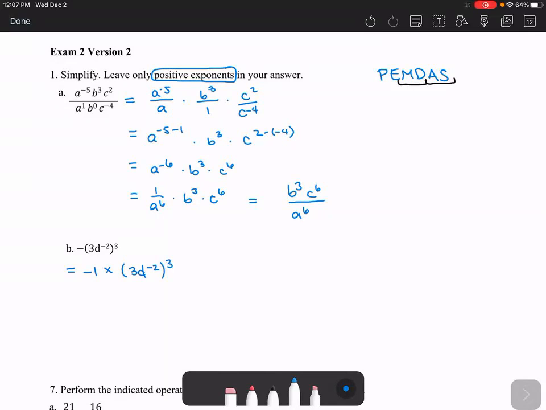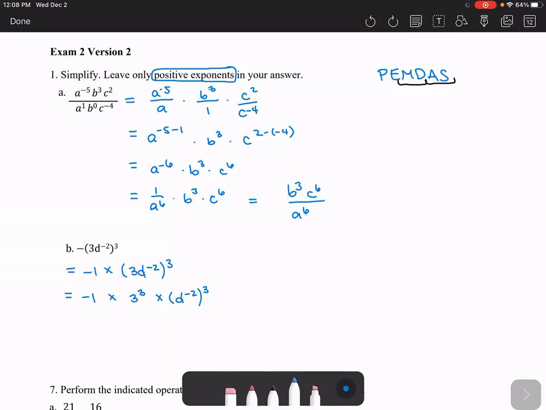So that way we know for sure we need to do that exponent first. So the exponent rule that we have whenever we have something with the same exponent in different bases is that we can split that over multiplication. So we can split this into 3 cubed and d to the -2 cubed, right? So because we have the same exponent in different bases, we can split multiplication like this.